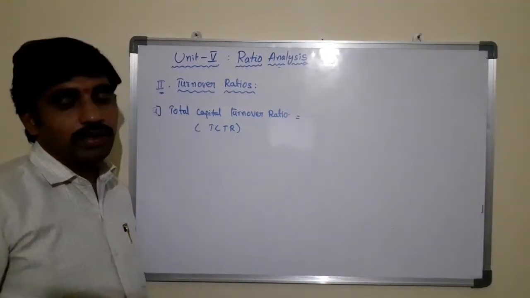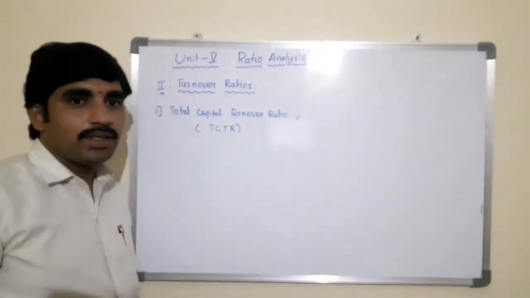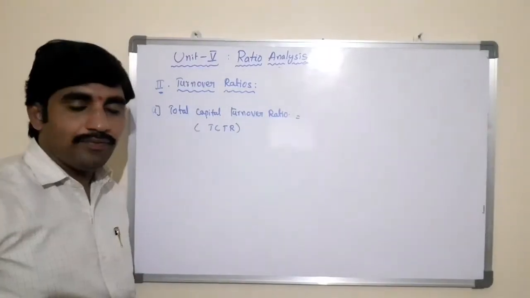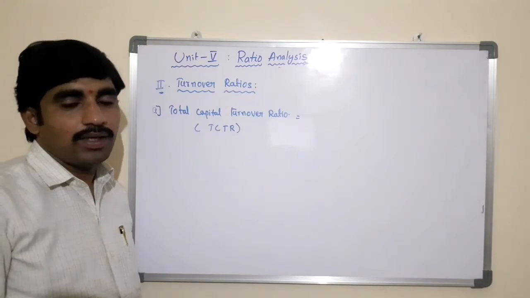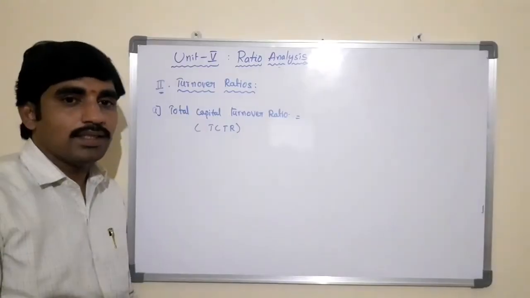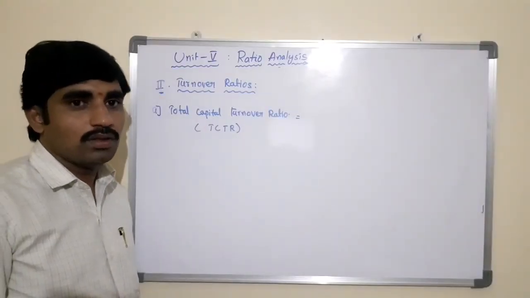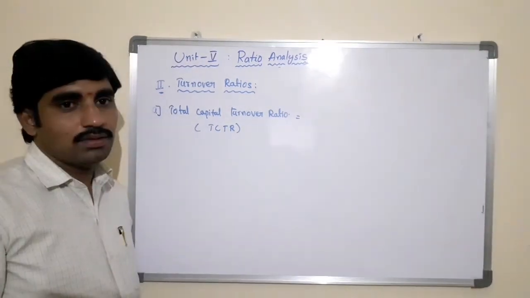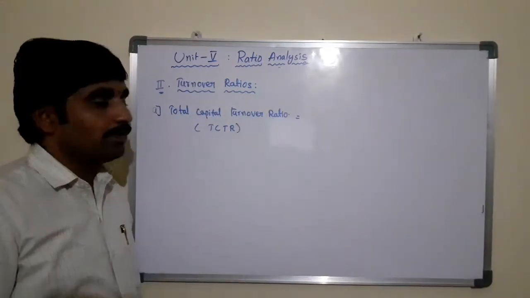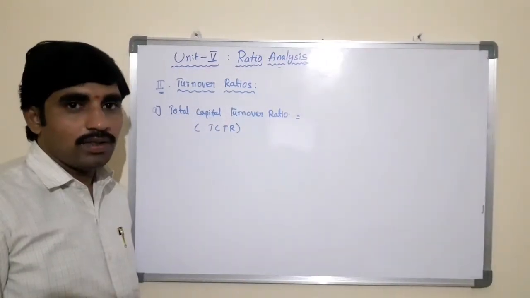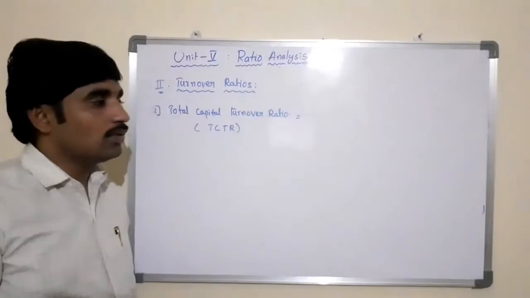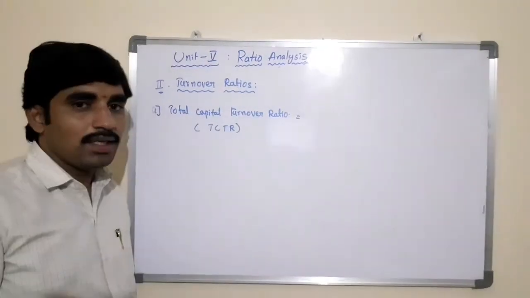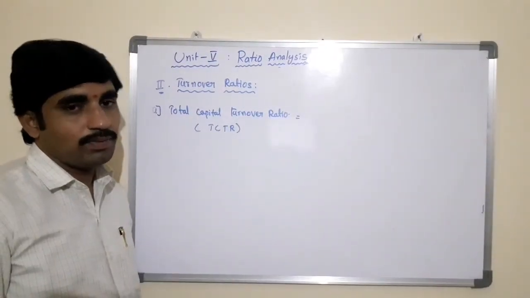This ratio ensures whether the capital employed has been effectively used or not. Whatever the capital they are employing in the business, whether they are utilizing it in the business effectively or not. To ascertain or determine that information, you will need to apply this total capital turnover ratio. And this is also the test of managerial efficiency and business performance.